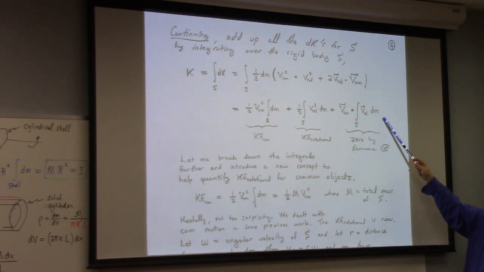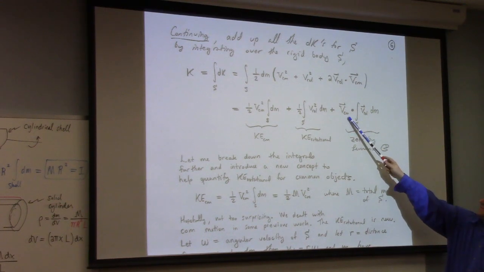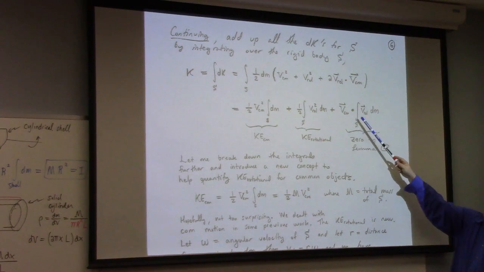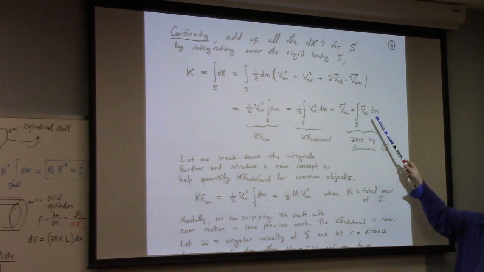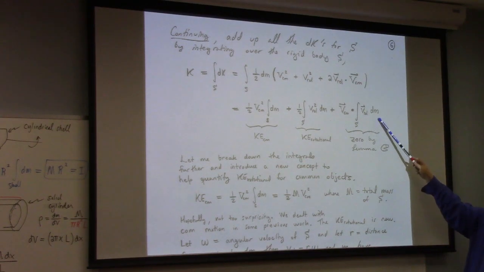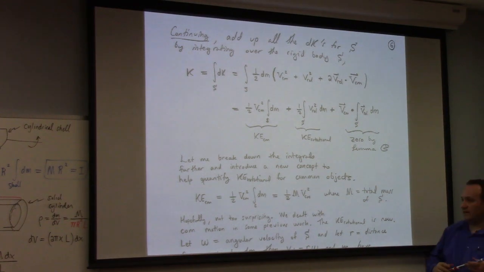Then this piece over here, the piece that involves the velocity of the center of mass and the relative velocity, when you actually go through the details, which are on the next page of the notes, this integrates to 0. So it turns out this piece doesn't contribute, and you can just find the total kinetic energy as a sum of two pieces for a rigid body: the translational kinetic energy of the center of mass and the rotational kinetic energy.